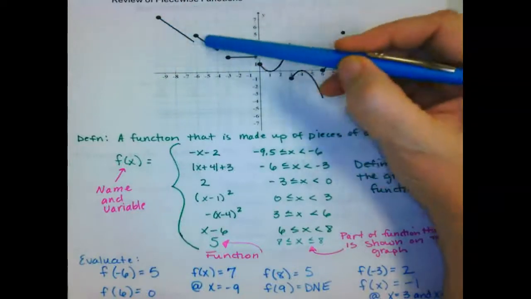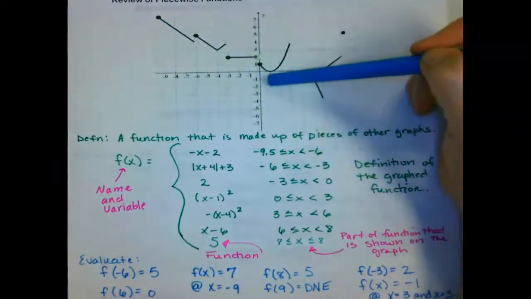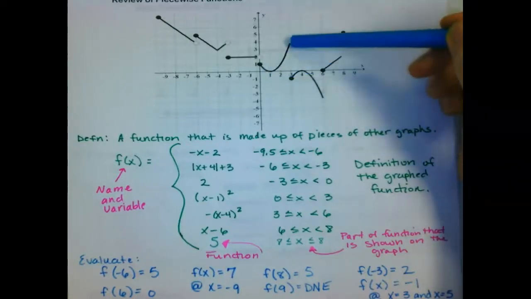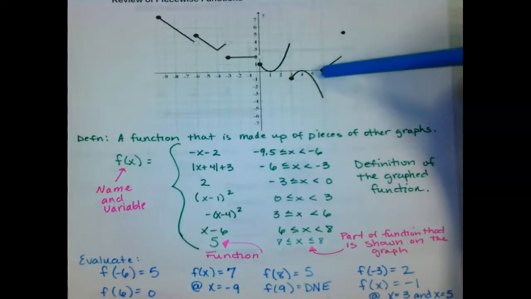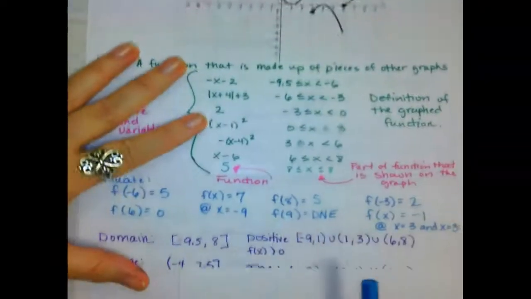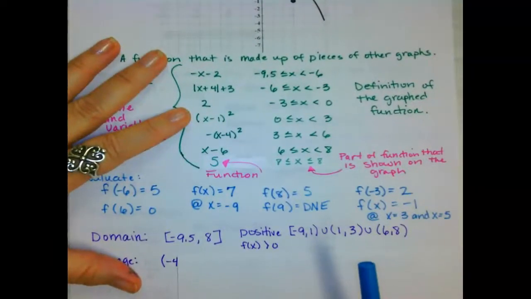It's above, it's above, it's above, it's above, and we hit 1, and it's equal to 0. So that means from negative 9.5 to 1, I'm above the x-axis, but I can't include 1 because 1 is on the x-axis. I'm above for this little segment over here, and then I'm above from here to here. And so that's going to look something like that.